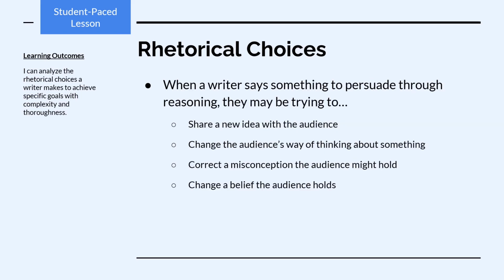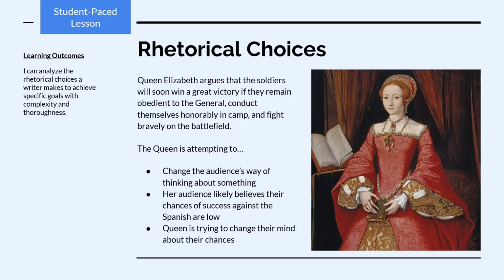When a writer says something to persuade through reasoning, they may be trying to share a new idea with the audience, change the audience's way of thinking about something, correct a misconception the audience might hold, or change a belief that the audience holds. Let's look at an example of a logos choice.